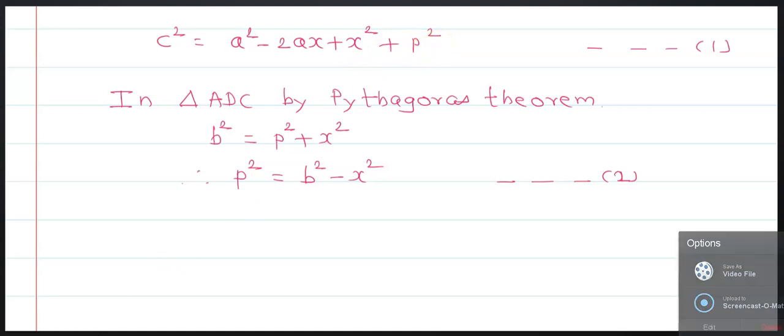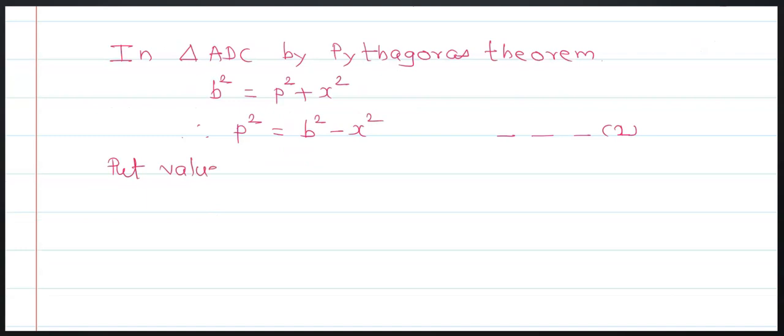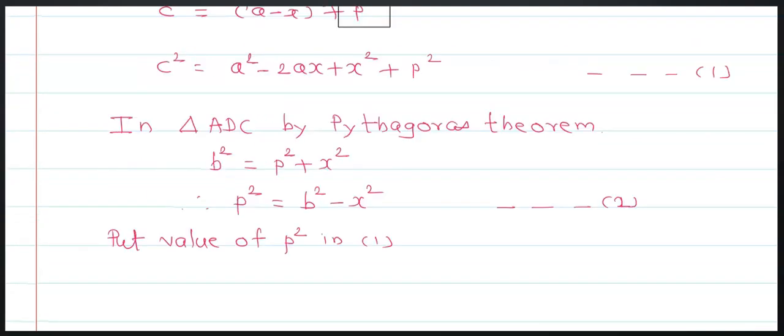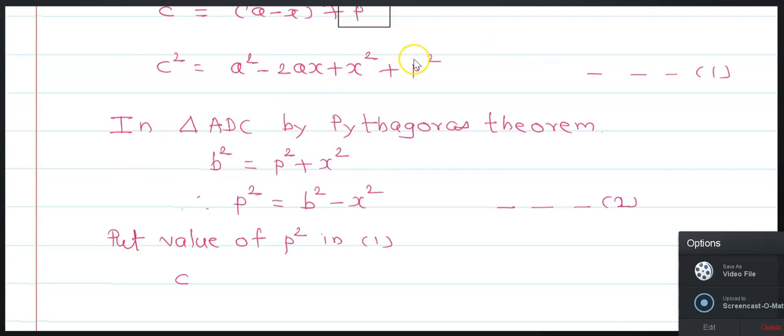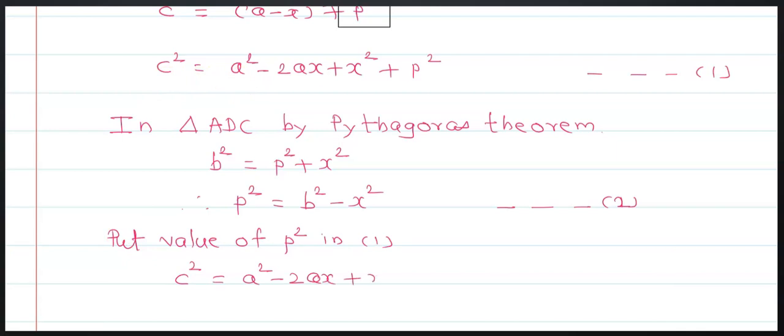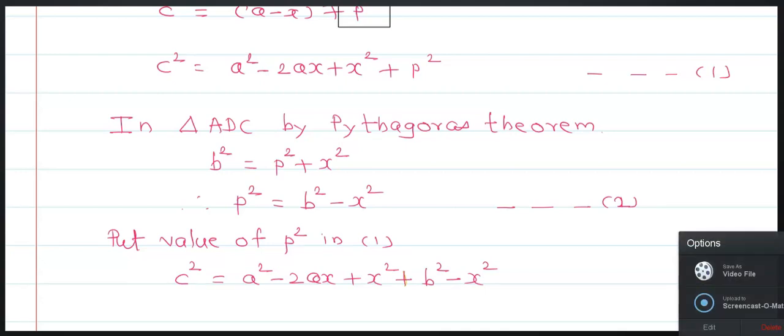Now see this here. Put the value of p square here, where c square is equal to a square minus 2ax plus x square plus b square minus x square. Here plus x square and minus x square get cancelled, and you will get a square plus b square minus 2ax. And then we will substitute what is meant by a, what is meant by x, and the meaning of b.